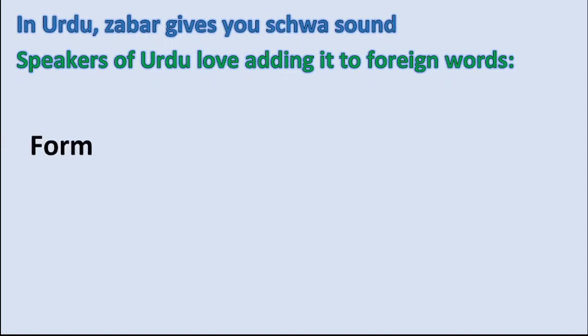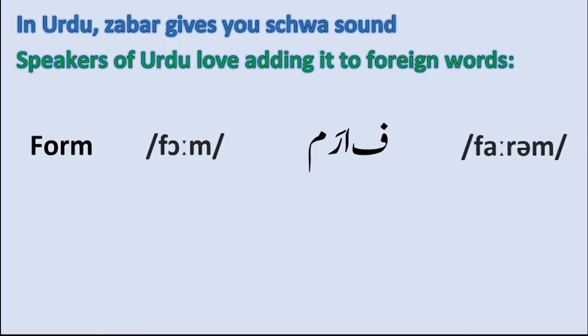That says the English word form. Now, let's write it in Urdu. Look at that. Fe, we've done that, f sound. Alif gives you a sound. Re gives you r sound. Zabar gives you the schwa sound. And Mim gives you m sound. So in common Urdu, form is known as faram. Now, there are people who will be able to say farm as well, but most Urdu speakers add an extra schwa between these two consonants. Okay? So form becomes faram.